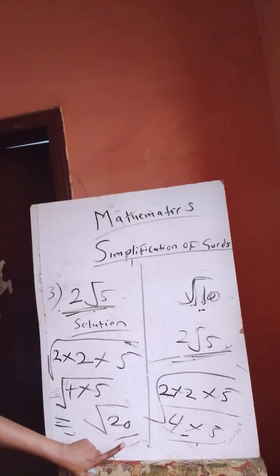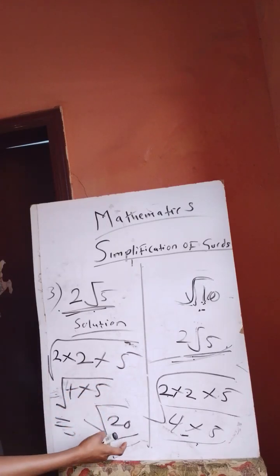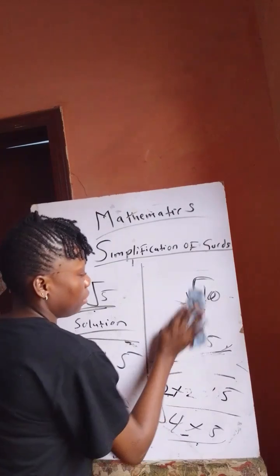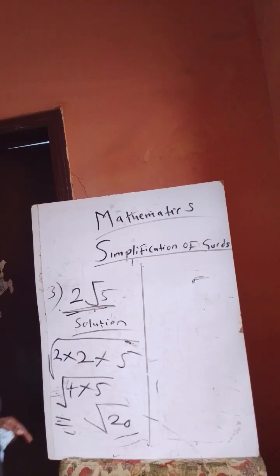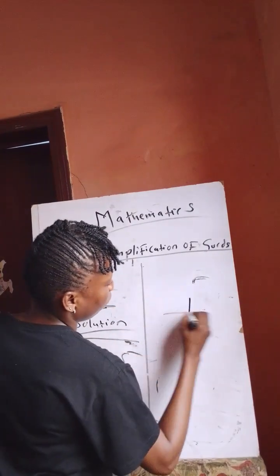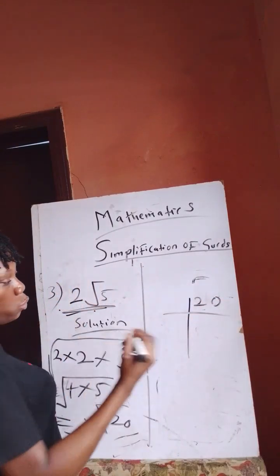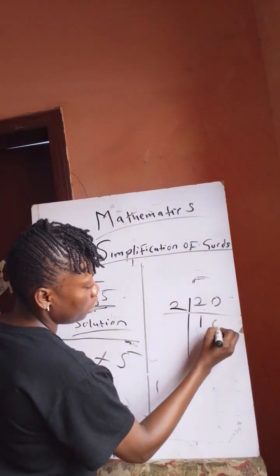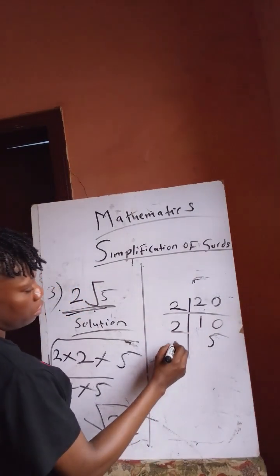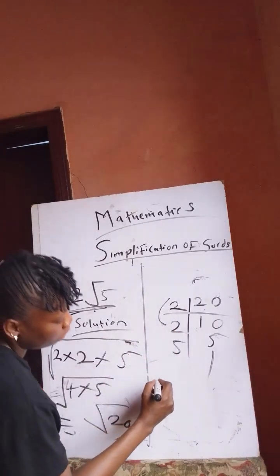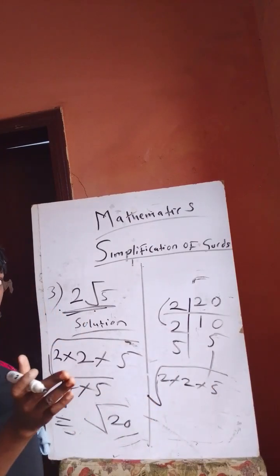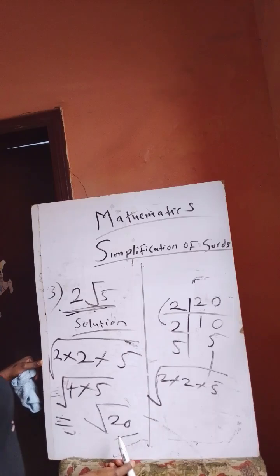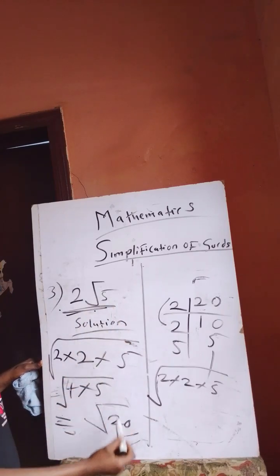So if you want to know whether our answer is correct, we want to take this 20 back to this thing. So let's check whether our final answer is correct. We're going to use LCM. This is 20. What can go into 20? 2 in 20 is 10, 2 in 10 is 5, 5 in 5 is 1. So we have 2, 2, and 5. That means 2 times 2 times 5 in a root. This is our final answer, and this is the question they were given.